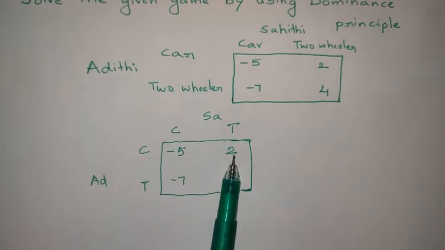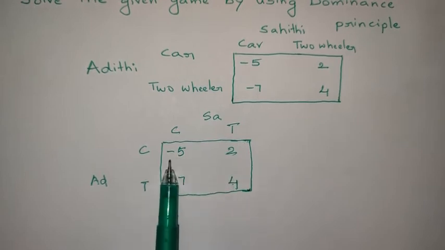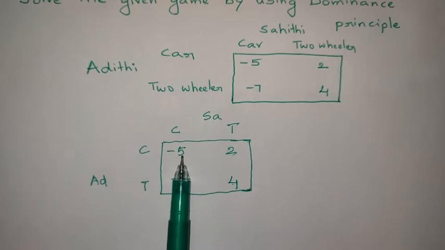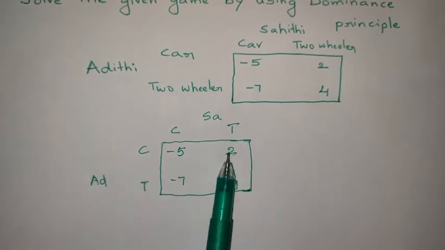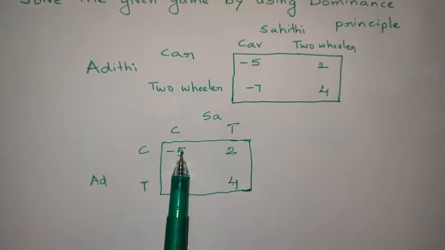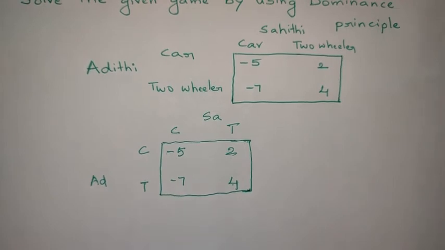So both the values in column 2 are completely dominating the column 1 values. Here 2 is greater than -5, and 4 is greater than -7. So column 2 is completely dominating column 1 values. So that means what can I write?